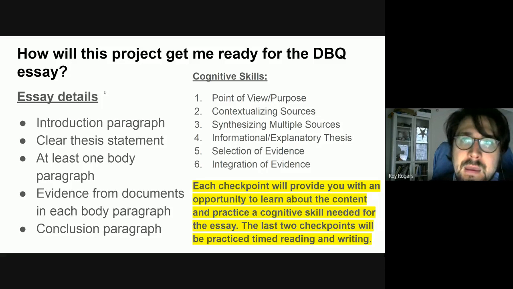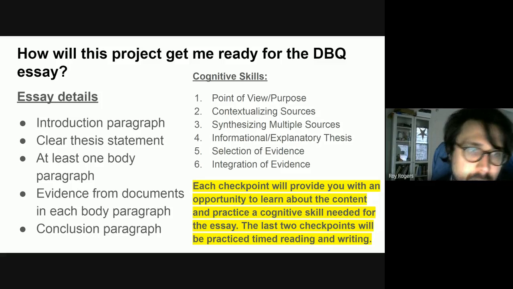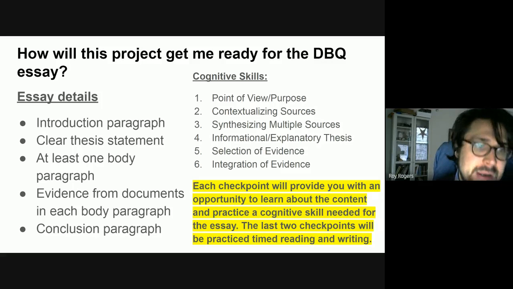So there's 6 cognitive skills, 6 things I'm going to use to grade you, which you can see up here. I'll go more in detail about them later. And the important thing is that each checkpoint, and we're going to be doing a bunch of different checkpoints, is going to practice these skills. It's going to practice writing an introduction, making a thesis statement, and writing a body paragraph. Again, same kind of stuff that you do all the time for me back in physical school, you're going to be doing in remote school too.